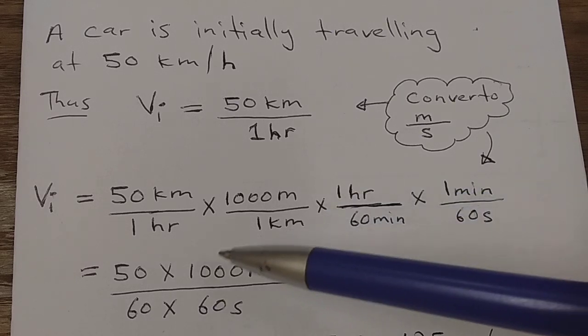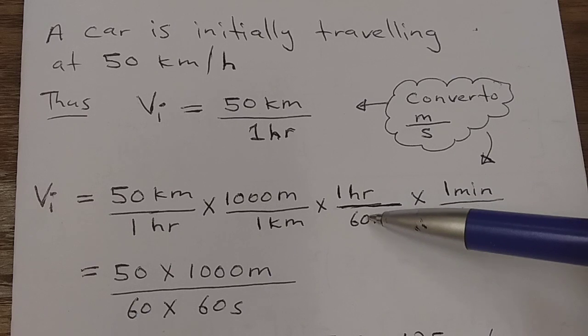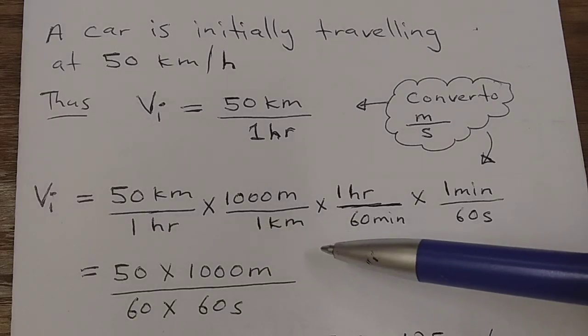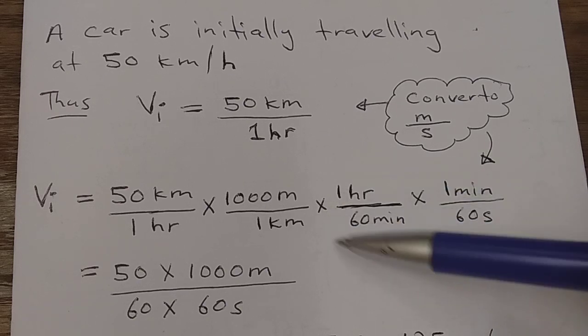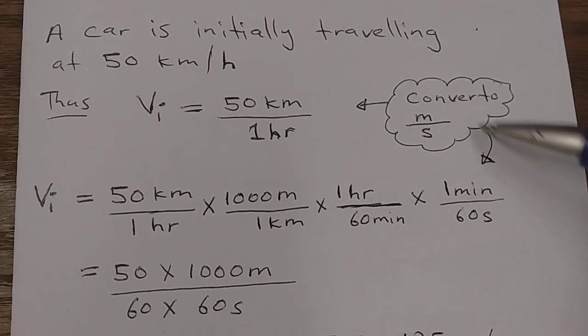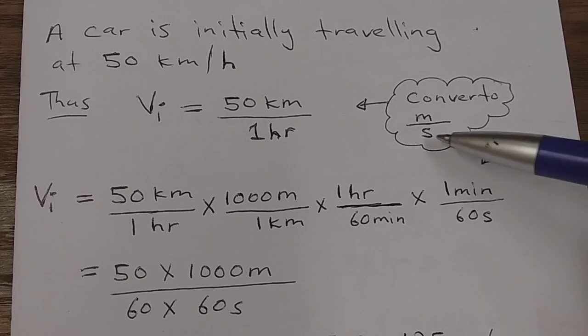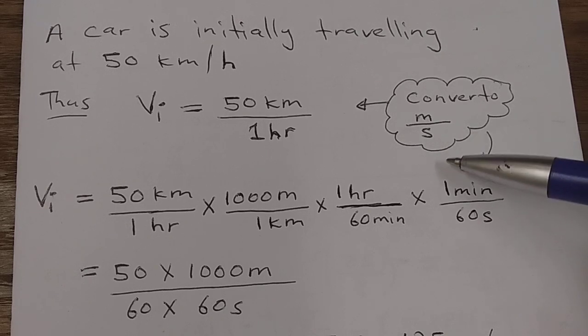1 hour will cancel with the 1 hour in the denominator. So it's going to be 1 hour over 60 minutes, multiplied by another way of writing 1. So we are just multiplying 50 kilometers per hour times 1. So this is the conversion. In 1 minute, there are how many seconds? 60 seconds. So you put the denominator as 60 seconds, because you want the final answer to have a denominator of a second.